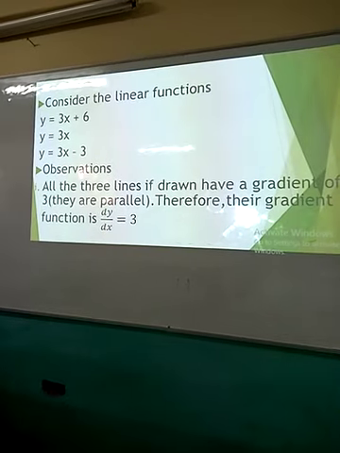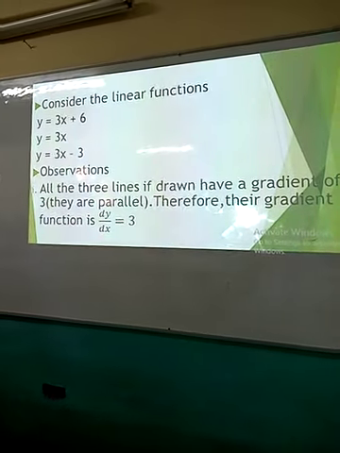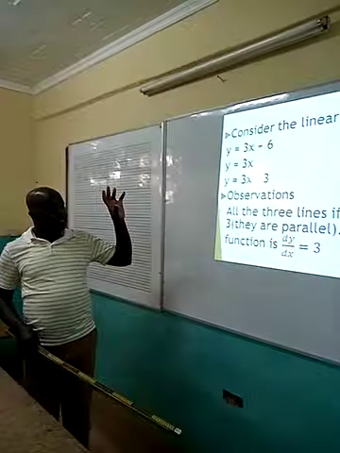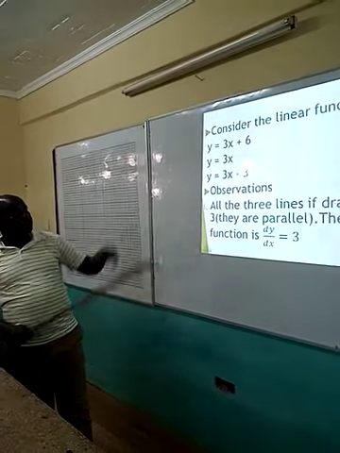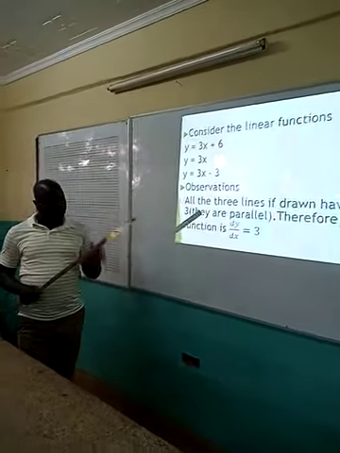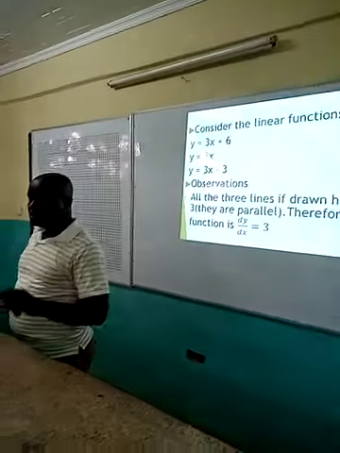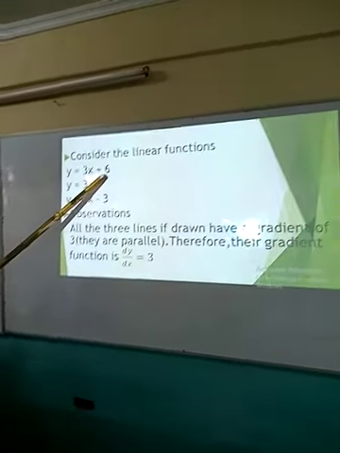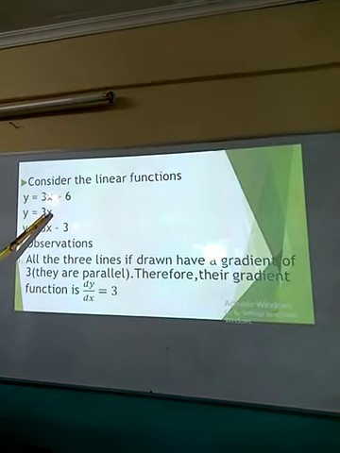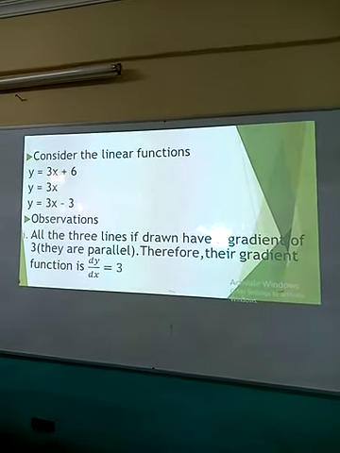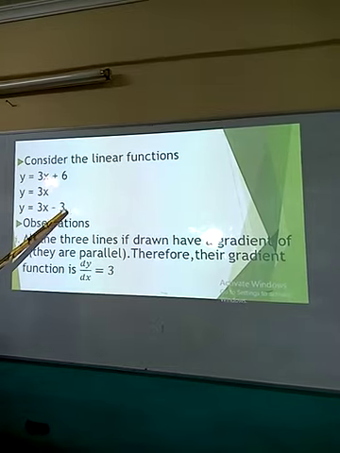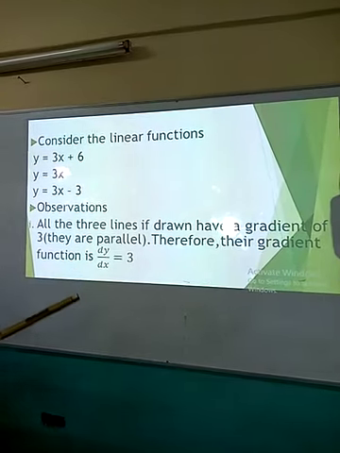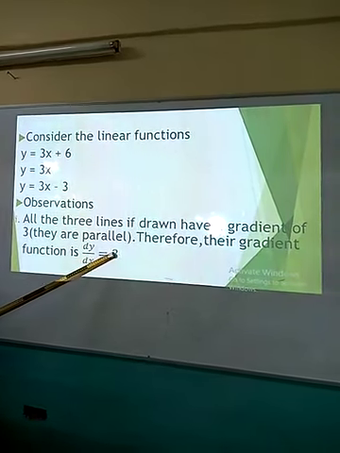And remember, I said that this topic is going to borrow heavily from differentiation. And in differentiation, we were able to get gradient functions from these functions. And in differentiation, we said that the derivative of a constant is 0. So you can see from all this, the derivative of 6 will be 0. The constant here is 0, so the derivative will be 0. The constant here is -3, so the derivative will be 0. So our dy dx for each of these 3 functions is 3.